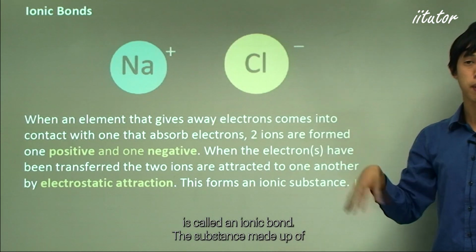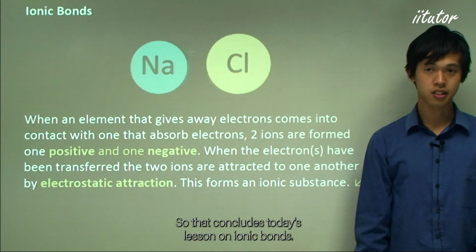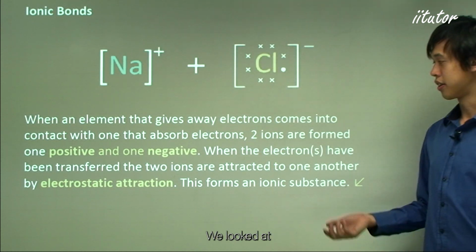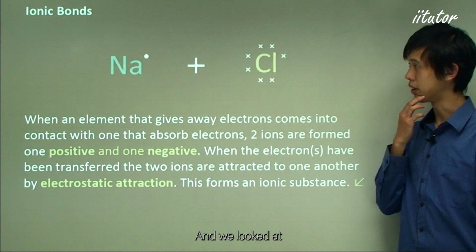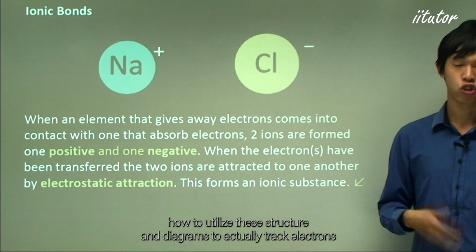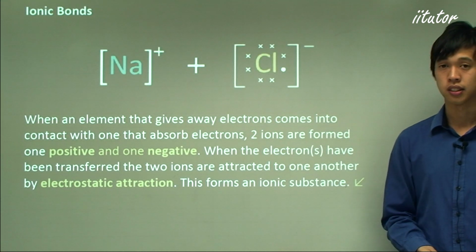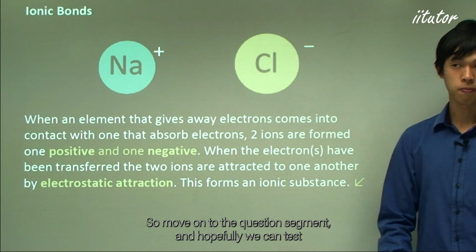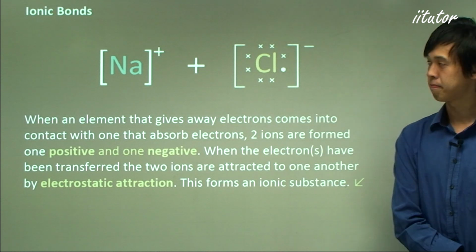The substance made up of ionic bonds is an ionic substance. So that concludes today's lesson on ionic bonds. We looked at why certain chemicals give away electrons and why they take them in. And we looked at how to utilize these dot structures and dot diagrams to actually track electrons and to neatly display what's happening in a chemical reaction. So we'll move on to the question segment, and hopefully we can test your knowledge on this new topic that you've just learned. Question 1.